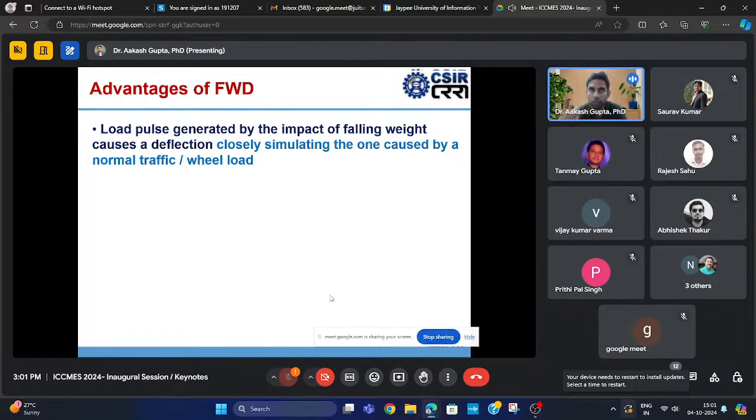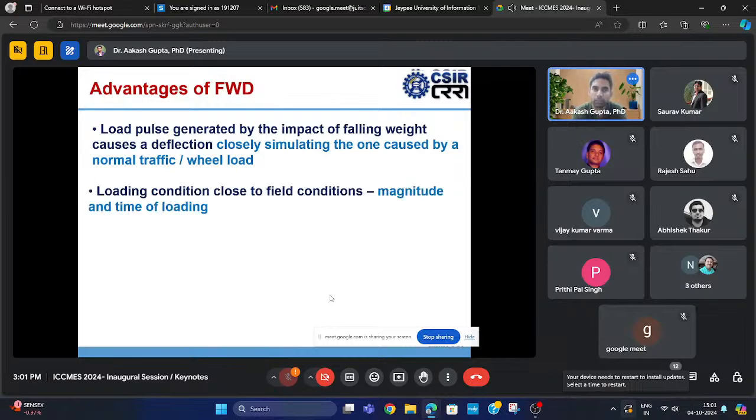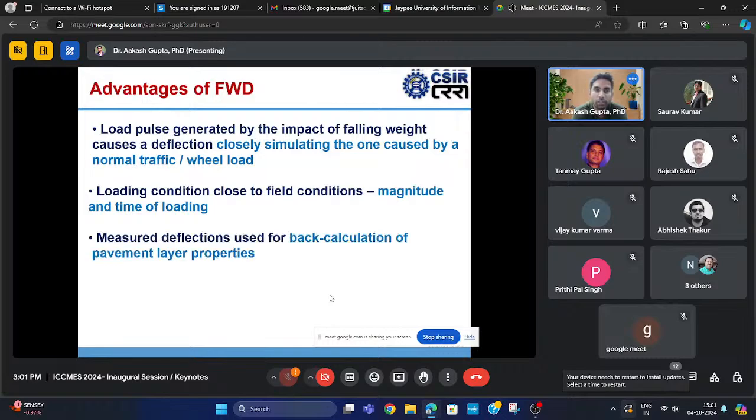So what is the load which is applied to a particular point over the pavement when the truck is moving at a speed of 60 kilometers per hour? So you can imagine what is the duration it requires. Imagine what is the time required to apply that load over one point over the pavement surface. So it is in terms of less than a second, in terms of milliseconds. So it is approximately between 15 to 30 milliseconds. That kind of thing is being simulated in this falling weight deflectometer. So loading conditions are also simulated, the magnitude and time of loading. Measured deflections are used for back calculation of pavement layer properties.